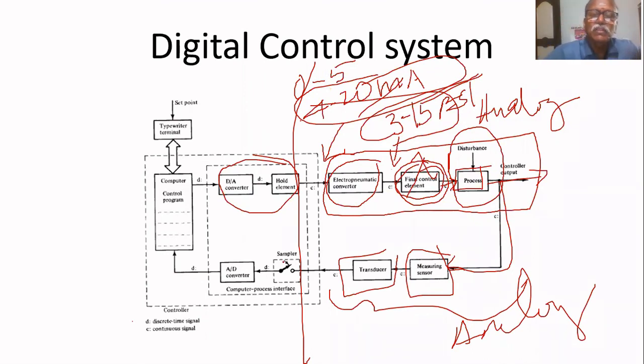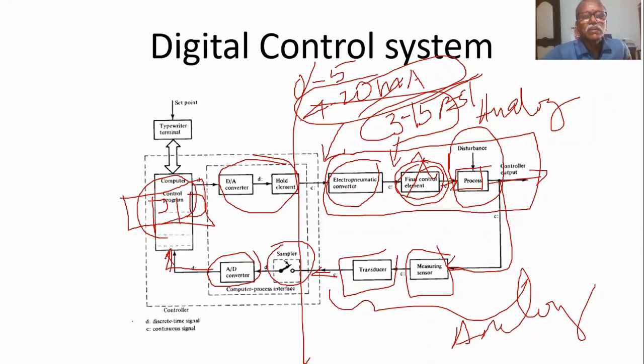To its left, there is a sampler that samples the analog signal coming from this transmitter, say a level process. It is converted into a digital signal by using an AD converter. That is given to the controller, say a PID controller, let it be a PC or microcontroller or microprocessor, whatever it may be. It acts as a PID controller and gives the controller output. We are giving the set point here. So to its left, it is a digital controller.